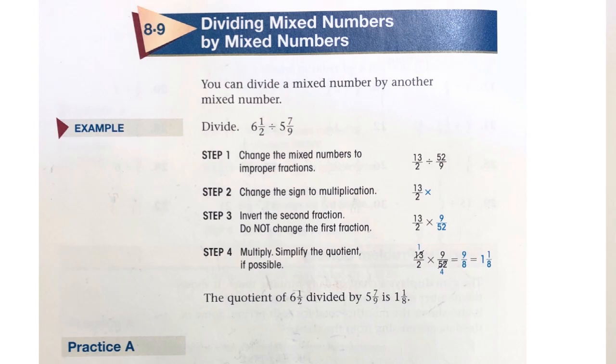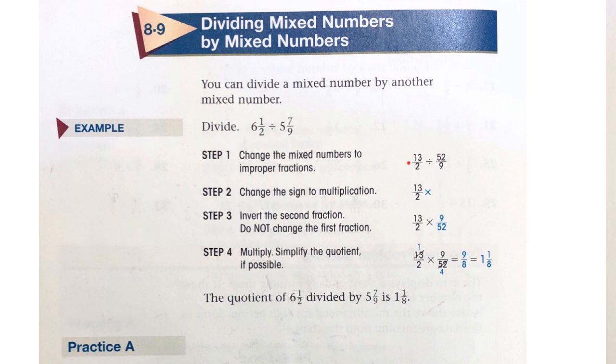Basic Math Chapter 8, Section 9, Dividing Mixed Numbers by Mixed Numbers. You can divide mixed numbers by another mixed number. For example, divide 6 1/2 by 5 7/9. Step 1, change the mixed numbers to improper fractions for both.